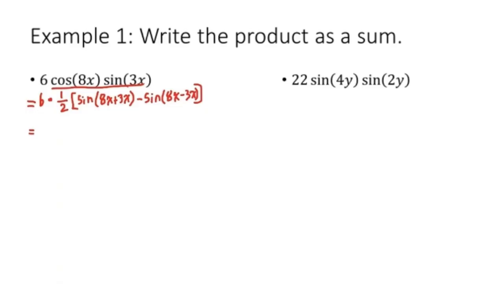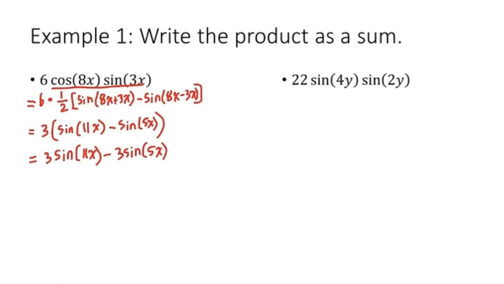We can multiply the 6 and the 1/2 together to get 3. 8x plus 3x is 11x. 8x minus 3x is 5x. And then we can distribute in the 3 to drop the parentheses. And we obtain 3 times sine 11x minus 3 sine of 5x. Now, even though we have subtraction, all subtraction is addition with a negative. So we have written our product as a sum.